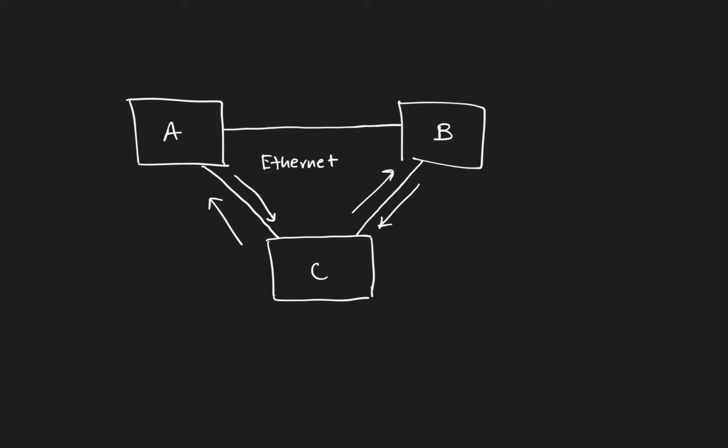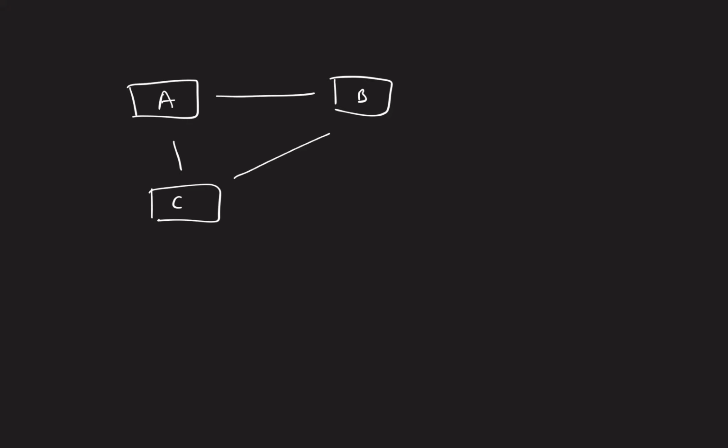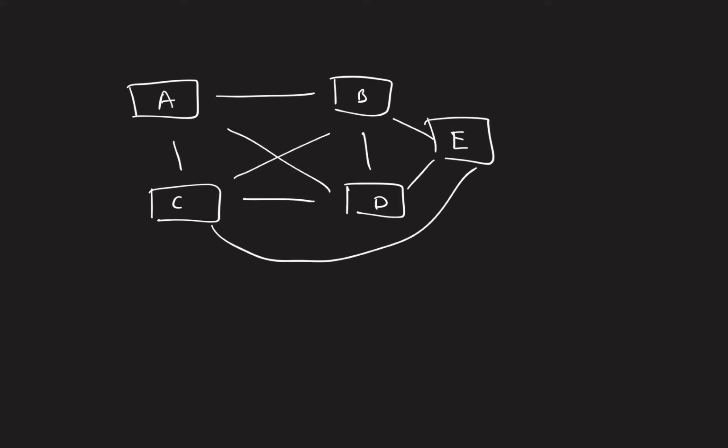Now, this seems like a pretty good model, but what happens if I have 100 computers? To connect 100 computers together, I would have to have computer A connect to computer B, connect to computer C, connect to computer D, connect to computer E. As you can see, this is going to get pretty hairy. There's going to be a lot of wires and a lot of connections.